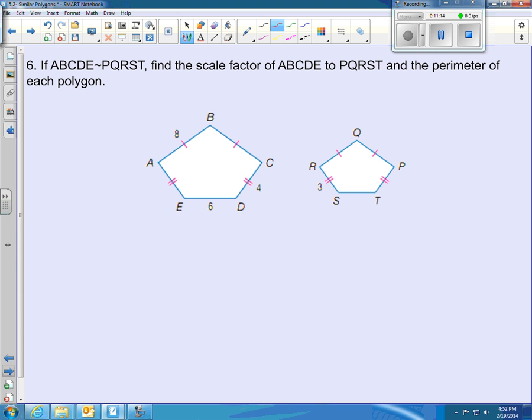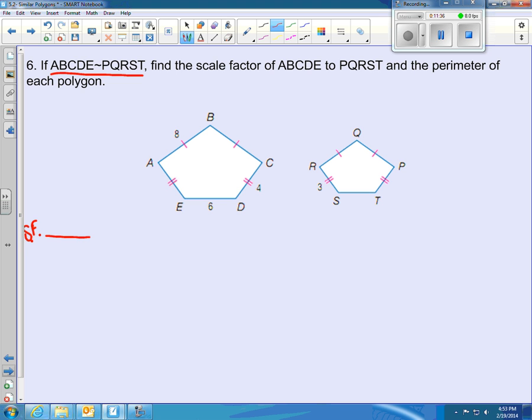So it states a similarity statement here, so we know these are similar. Find the scale factor of ABCDE to PQRST. So that's telling us ABCDE needs to be on the top and PQRST needs to be on the bottom. So this is our scale factor, and the perimeter of each polygon. Let's start with scale factor.